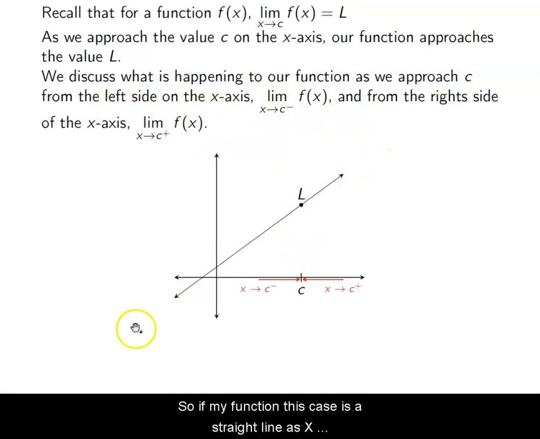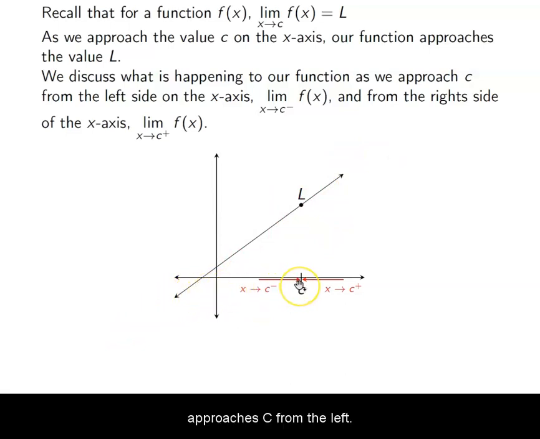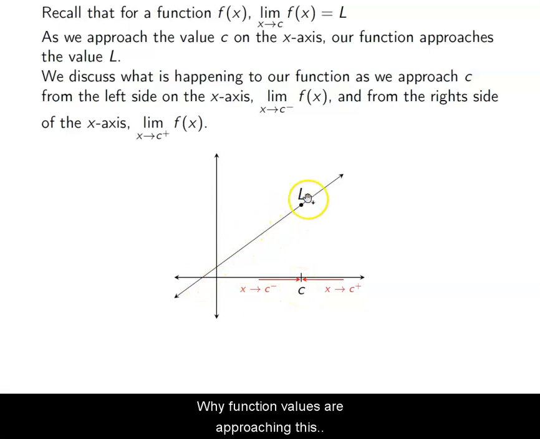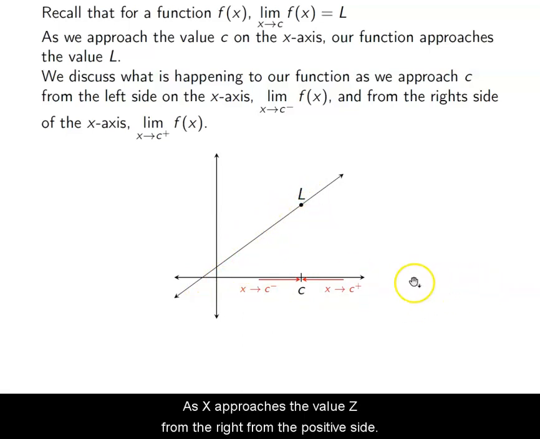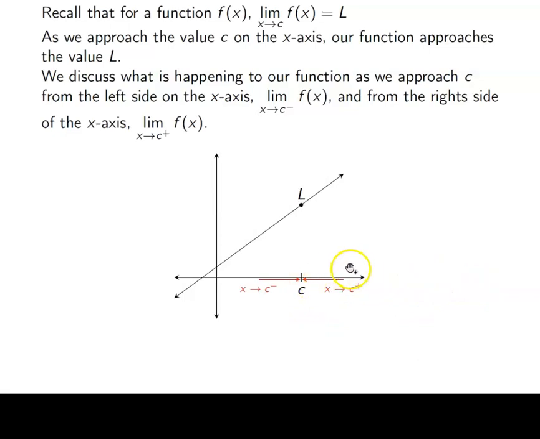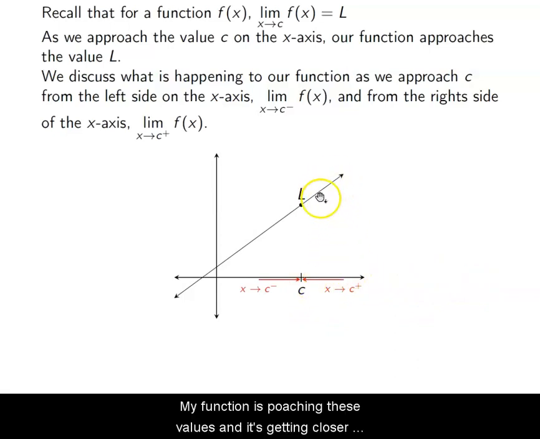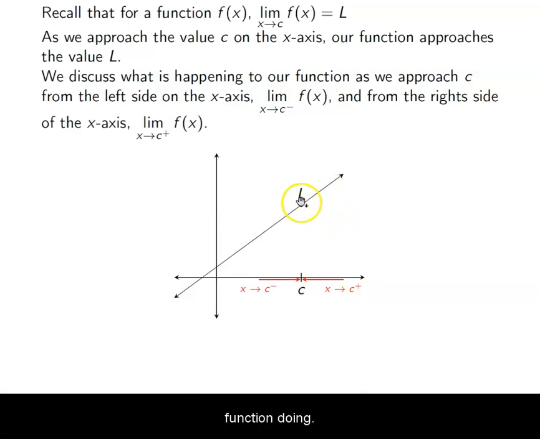So if my function in this case is a straight line, as x approaches c from the left, my function values are approaching this value L. As x approaches the value c from the right, from the positive side, my function is approaching these values and is getting closer and closer to the value L. So I'm saying, what is my function doing as my inputs are approaching a single value?